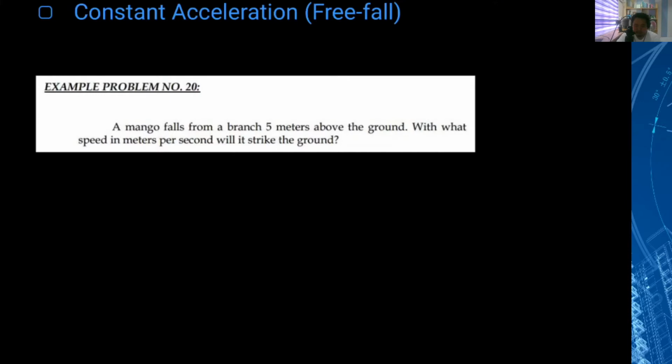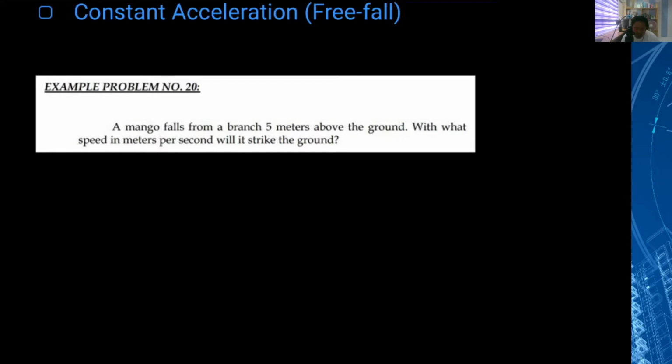So, we will discuss today free fall under constant acceleration. Why is free fall under constant acceleration? Because it involves gravity, no? G is a constant. In SI, that is 9.81 meters per second squared. Okay? So, let's start with this problem.